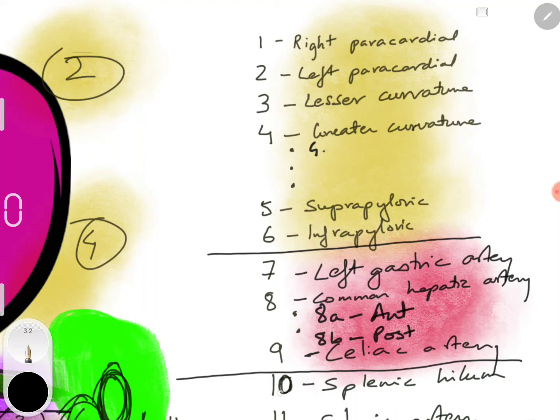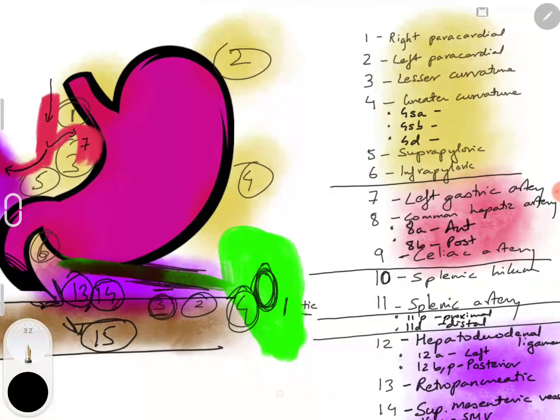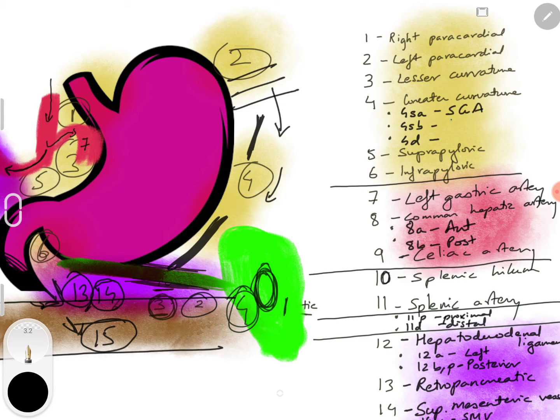Greater curvature is divided into 4SA, 4SB, and 4D. This also can be memorized in a top to bottom pattern. We have short gastric arteries here, and then we have left gastroepiploic artery here, and over here we have right gastroepiploic. So it is top to bottom: short gastric arteries, left gastroepiploic artery, right gastroepiploic artery.